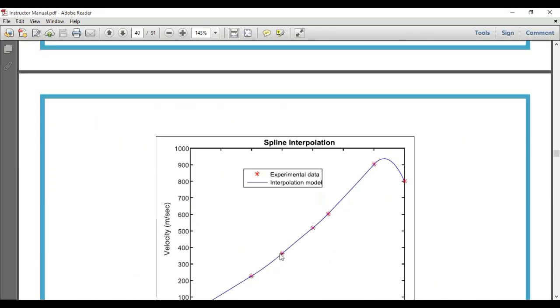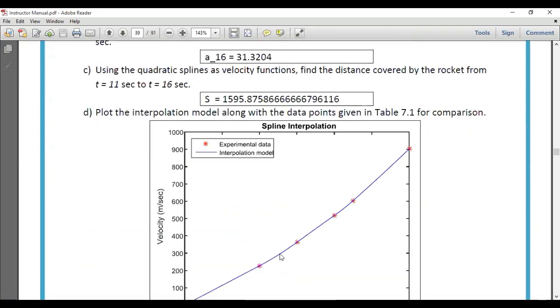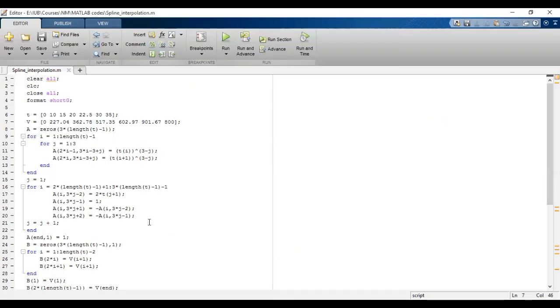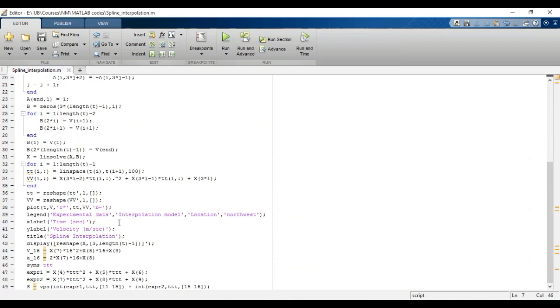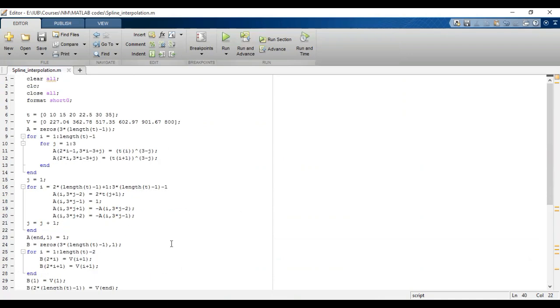So that is all about today's lecture, and I hope you have understood all the concepts which are discussed in this lecture, and you have also understood how to do the MATLAB coding. So this is a MATLAB code. You can write this MATLAB code by yourself, and that will be an interesting experience for you.